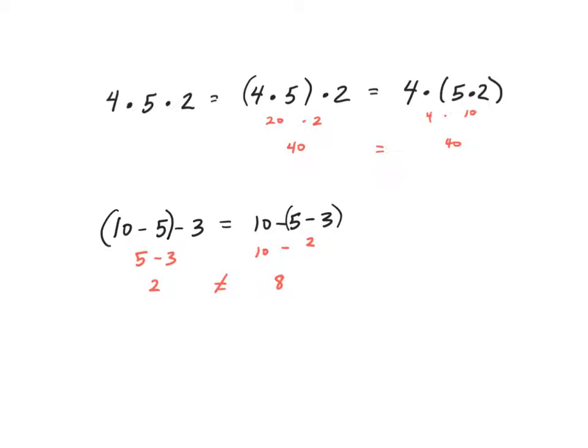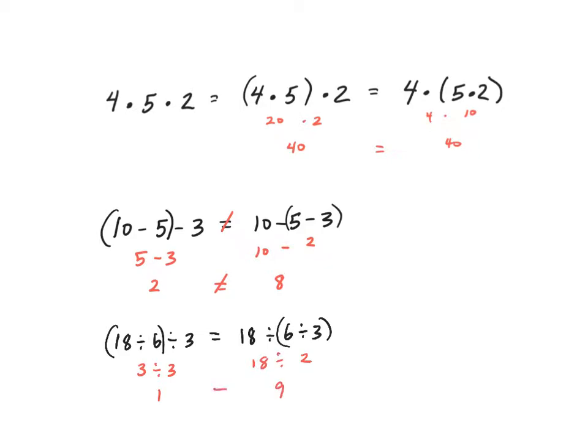2 does not equal 8. So this is not a true statement. So the associative property does not hold for subtraction. Let's now check for division. Let's say I have 18 divided by 6 divided by 3. If the associative property works, I should be able to move the parentheses wherever I like and group it in any way I want. So 18 divided by 6 is 3, and then 3 divided by 3 is 1. 6 divided by 3 is 2, and 18 divided by 2 is 9. 1 does not equal 9. So just like subtraction, the associative property does not hold for division.